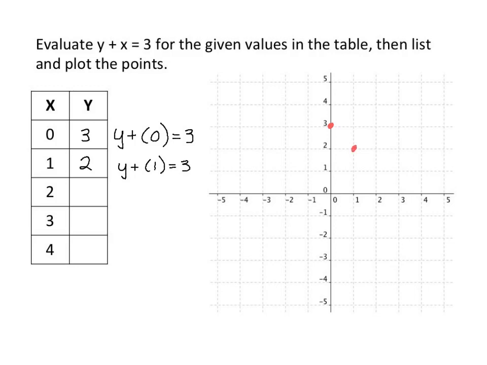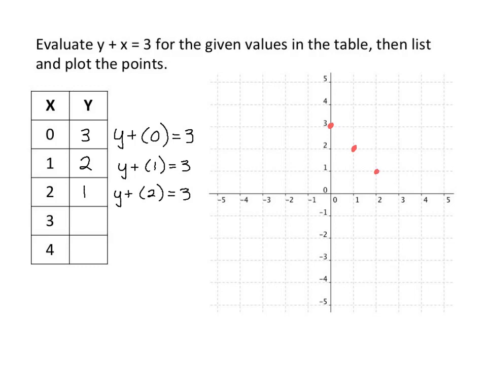Our third point, rather, is telling us to plug in x is 2, so I have y plus 2 equals 3, and since 1 plus 2 is 3, I know that the y value here must be 1. Therefore, our third point is telling me to go right 2, up 1. So my third point will be right here.